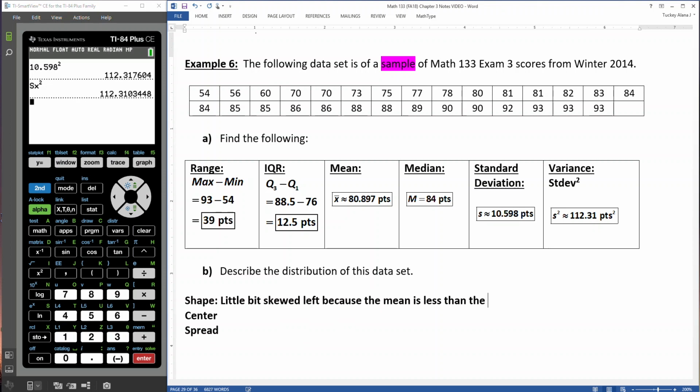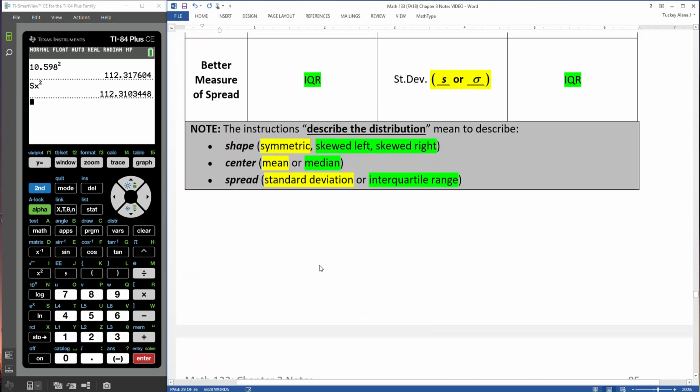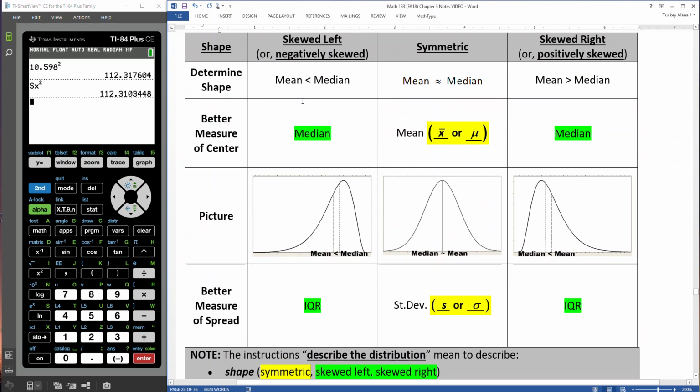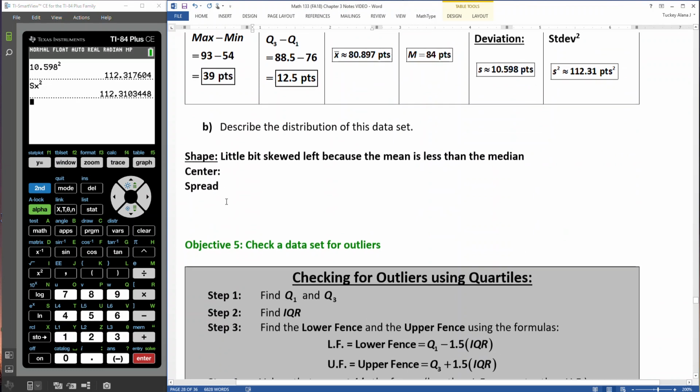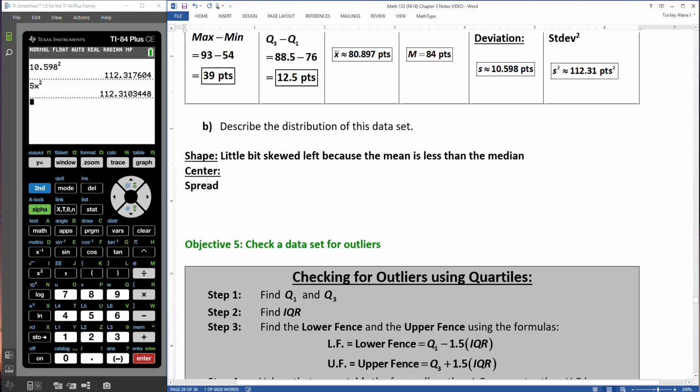All right, now what about the center? Well, if it's skewed, then you're better off with the median, right? That's what the table above says, right? So the median, if it's skewed left, then we're better off with the median because the median is resistant to that skewing. So we're going to use the median, which is 84.